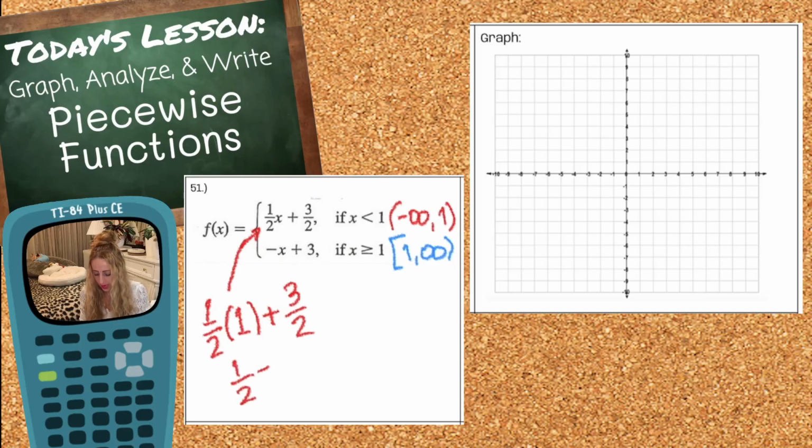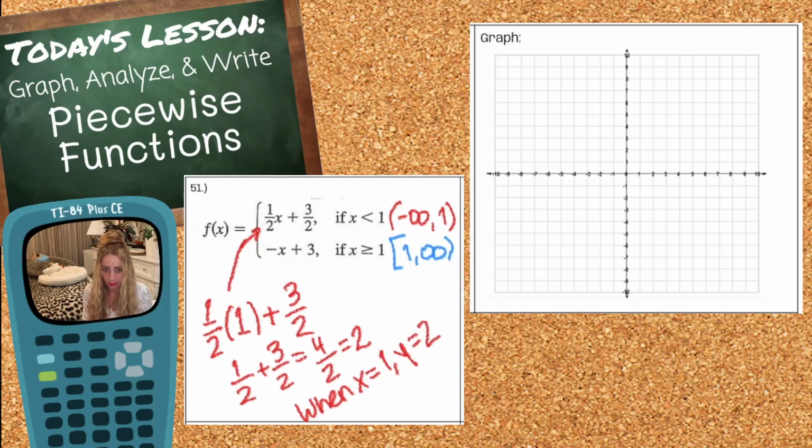I know this one's easy, but humor me. 1/2 times 1 is 1/2 plus 3/2, and that is 4/2, which is 2. So what does that mean? When x equals 1, y equals 2 for the red graph. So I'm going to go over 1 and up 2, and that one is going to be an open circle.